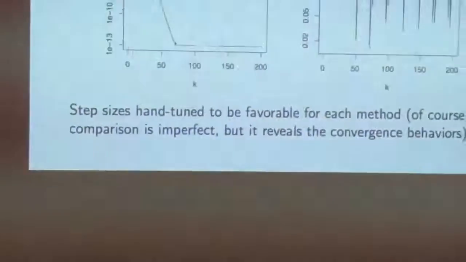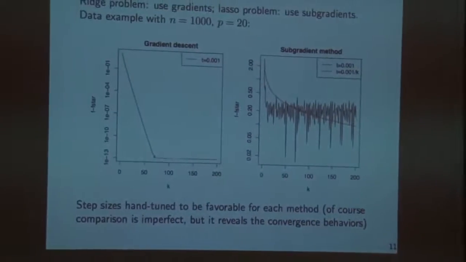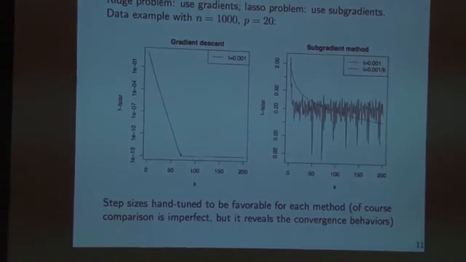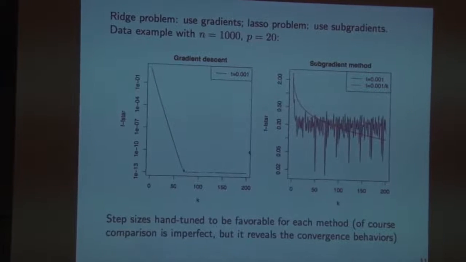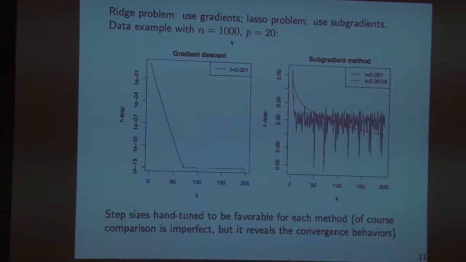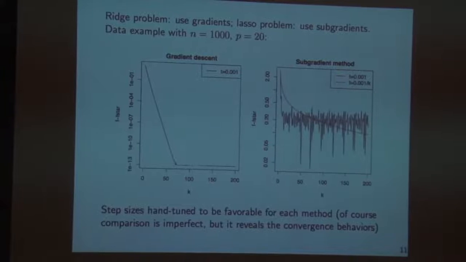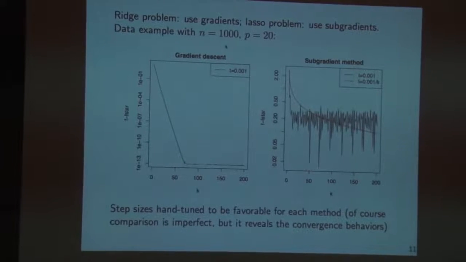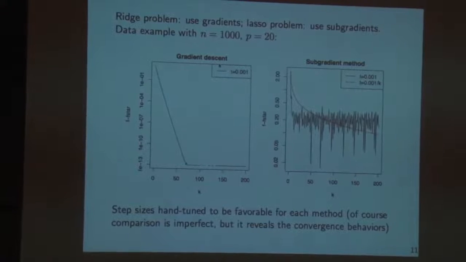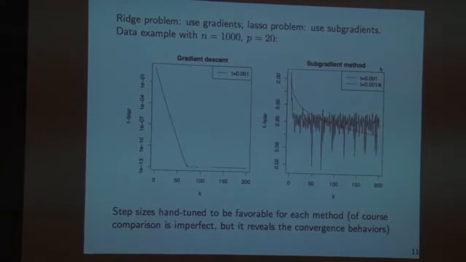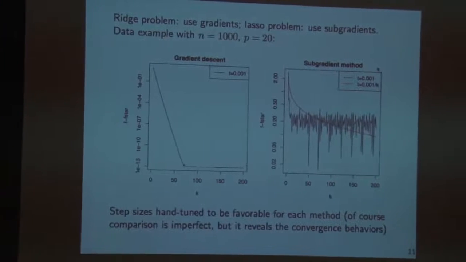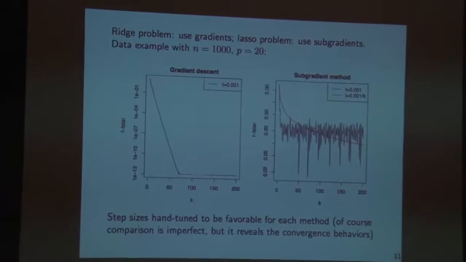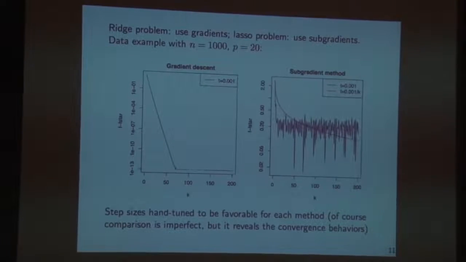So here's the two methods compared side by side in the same data instance. And I try to make this as fair as possible. But of course, it's kind of hard to do because these are two different problems I'm solving. But at least it gets the point across. I took 1,000 observations and 20 predictor variables. So not a huge problem. It's not a high-dimensional problem. But it's a decent-sized problem at least. And I applied gradient descent and subgradient method. And I tried to hand-tune the step sizes in each case to make the algorithms converge as favorably as possible.